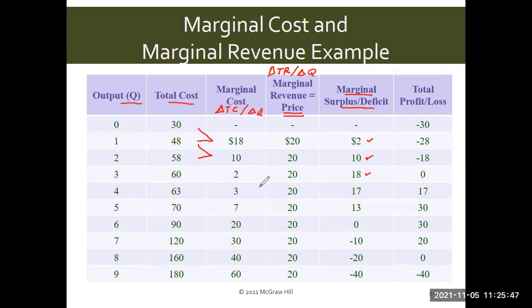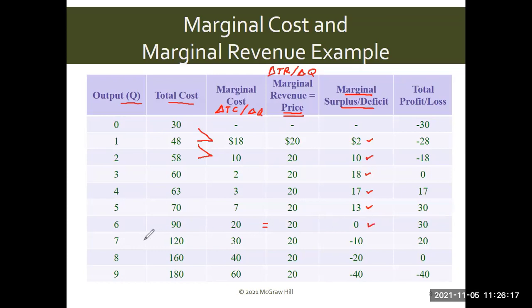Then we look at the 4th unit. Marginal cost is 3. Marginal revenue is 20. So the marginal surplus is 17. Yeah, we're going to produce that one. Look at the 5th unit. Marginal cost of that one is 7. Marginal revenue is 20. The difference is a plus or a surplus of 13. Yeah, we're going to produce that unit. And then we look at the 6th unit. We see its marginal cost is 20. And that just equals the marginal revenue of 20. So the surplus is 0.